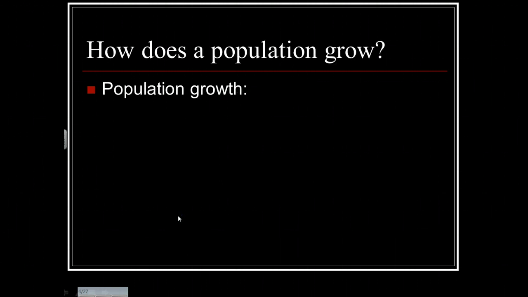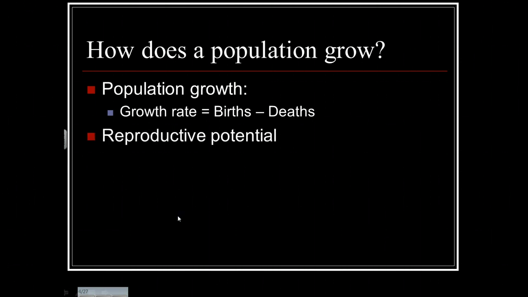One of the factors we want to consider about a population is how fast does a population change? How does a population grow? Population growth is usually defined by an equation. Again, it's in your textbook. To determine the growth rate of a population, you take the number of births and subtract from that the number of deaths. If you think about it, you will know the rate of change.